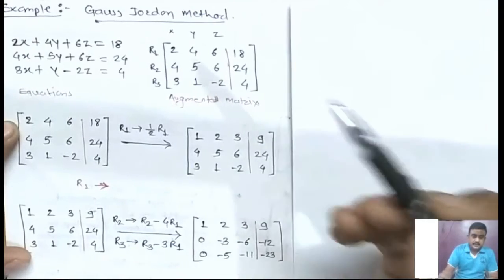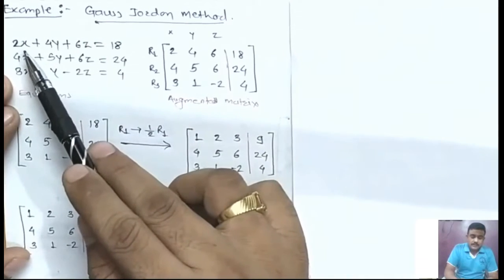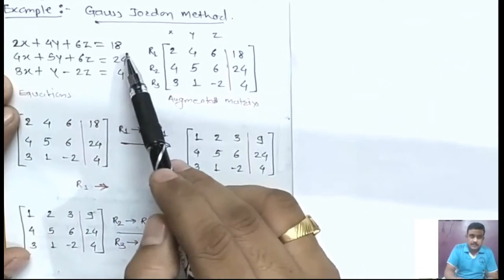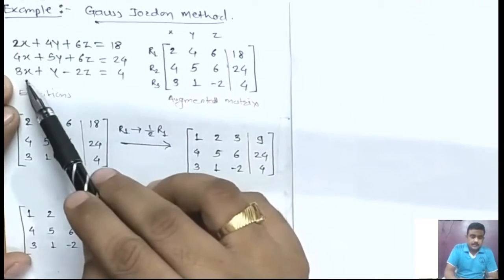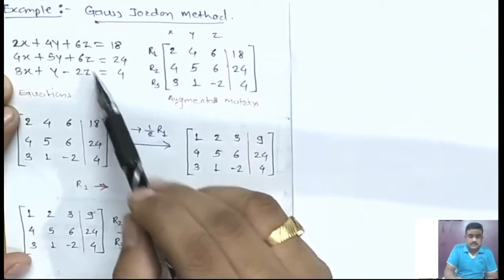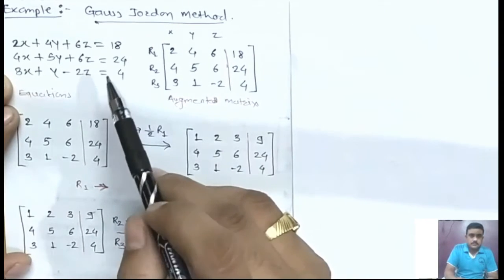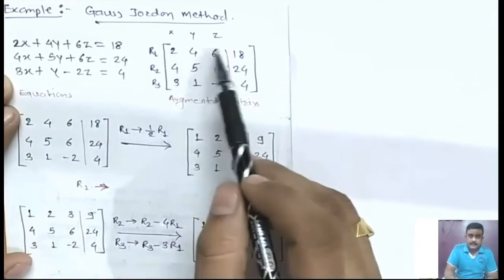So students, here is our example. Let the three equations be 2x plus 4y plus 6z equals 18, 4x plus 5y plus 6z equals 24, 3x plus y minus 2z equals 4. These are our three equations. First we convert these three equations into an augmented matrix like this.